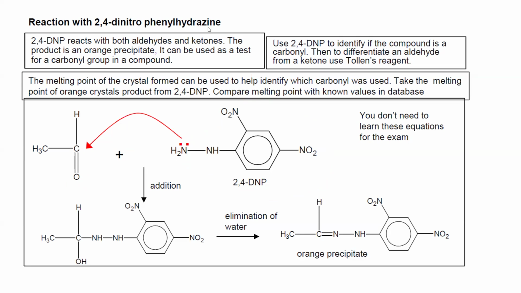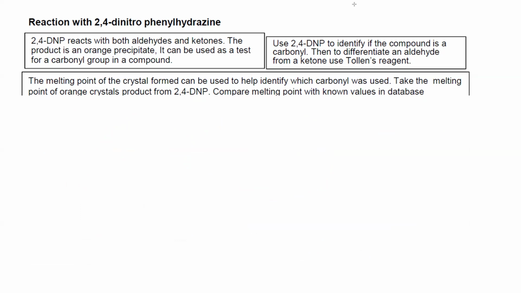And this formation of the bond results in the precipitate, which is an orange precipitate. And we work out the melting point of this precipitate. Different aldehydes or ketones have different melting points. So using those melting points, we can identify what specific aldehyde or ketone is present.